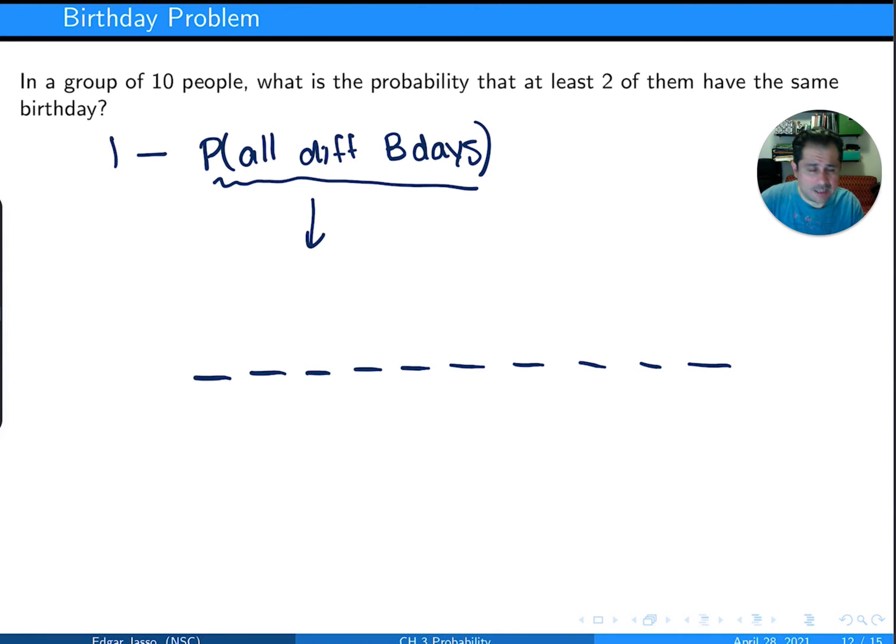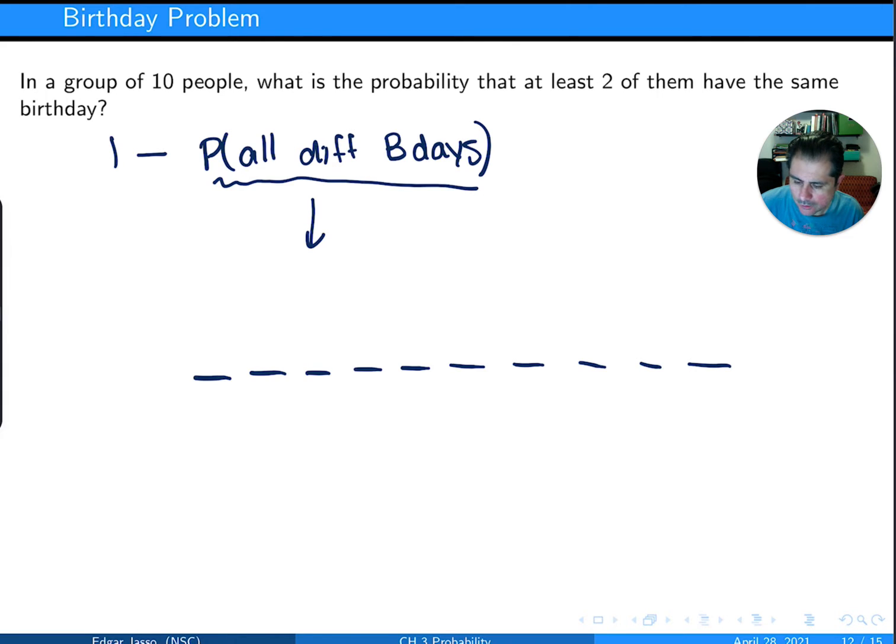Like if you have a symbol for each of the 365 days of the calendar, then I need to fill these 10 spots with 10 different symbols, right? I'm saying symbols because they're not alphabet letters. We don't have enough for 365 different letters. And of course we're excluding leap years and all that. Every year is 365 days for these purposes.